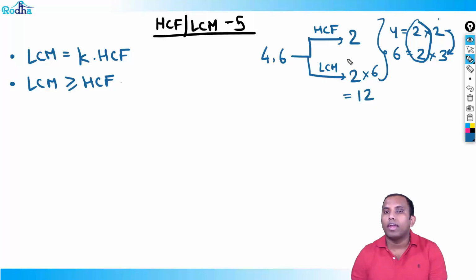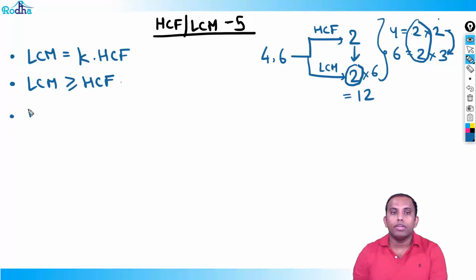So you see, LCM is always a multiple of HCF. From where does this 2 come? Since their HCF is 2, the LCM is also a multiple of 2. And since LCM is always some K into HCF, LCM will always be greater than or equal to HCF. It can never be less than HCF.